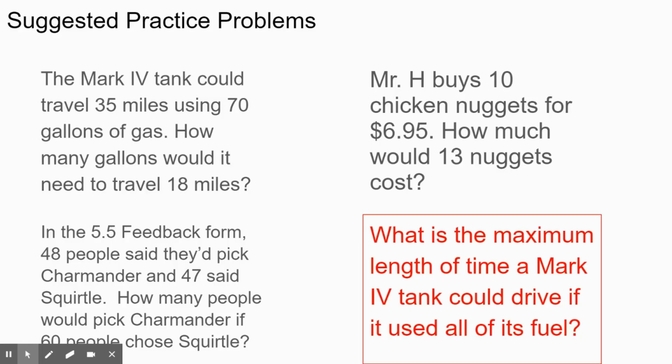Finally, the challenge question. What is the maximum length of time a Mark IV tank could drive if it used all of its fuel? To answer that, you're going to need to go back to the example, as well as use the first suggested practice problem. You're going to need both problems and pull information from both of them to answer the challenge. You can try it, or you can skip it. I don't mind. That's why it's a challenge. Pause the video if you need to read these. And other than that, good luck.